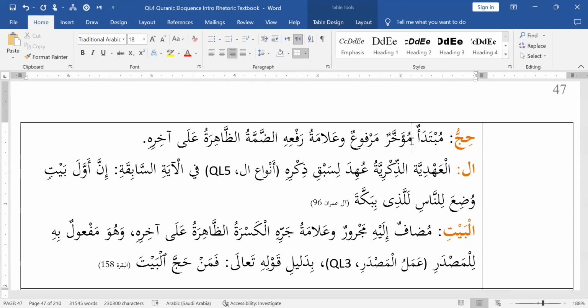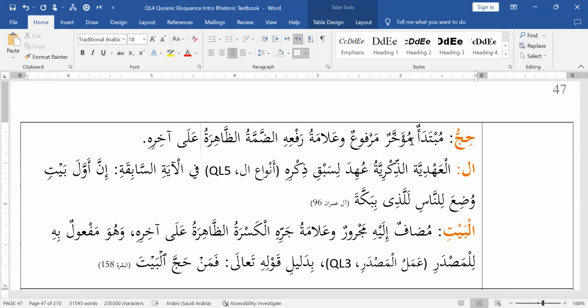The normal order is to put the mubtada first, then khabar after. But sometimes, for rhetorical reasons or grammatical reasons, the order is inverted, reversed. And that's what we're seeing here. And there's a wisdom behind it, which is al-hasr. We'll talk about it in just a few minutes, inshallah.